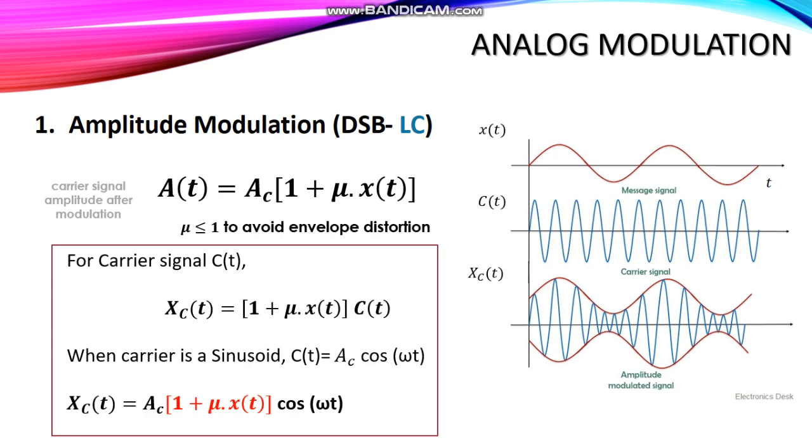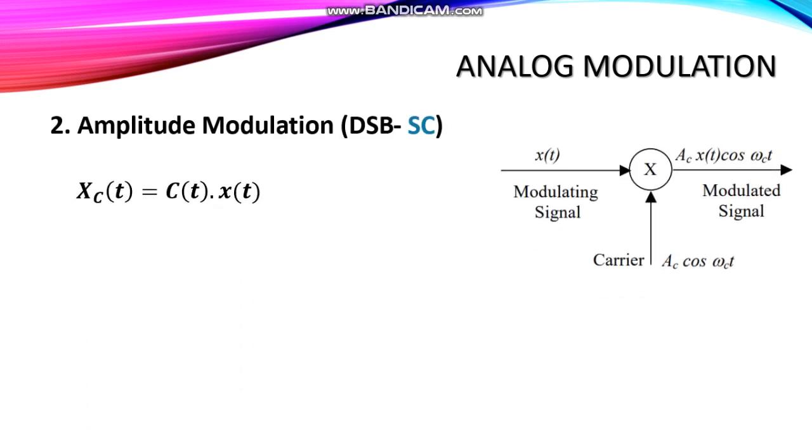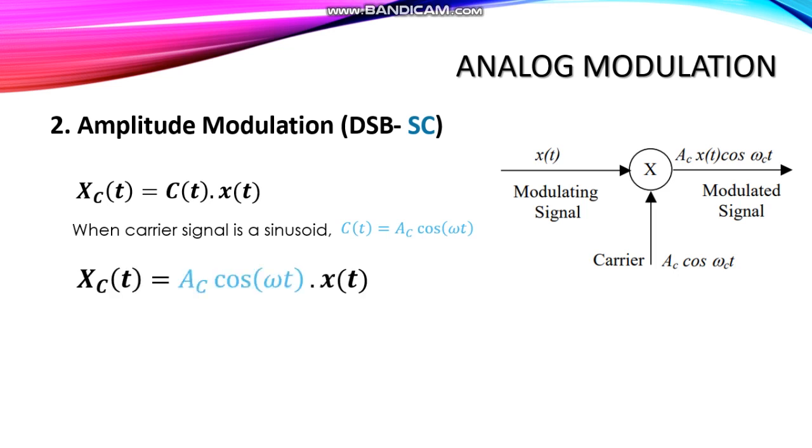Let's talk about double sideband suppressed carrier. This is a very different method compared to DSB-LC because in DSB-SC we just multiply our carrier signal and original signal. You can clearly visualize the procedure from the figure. For the sake of simplicity, we can assume the carrier is sinusoidal and obtain the following equation. This is a much more power efficient way compared to the previous method as there is no unmodulated carrier component.